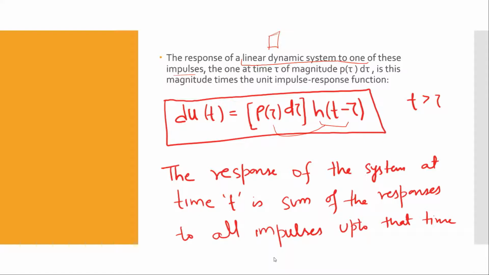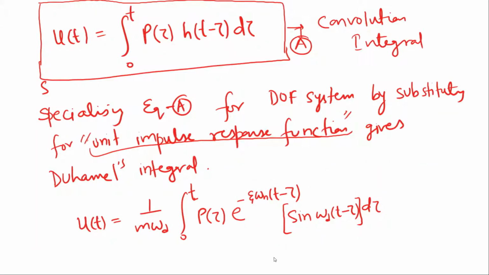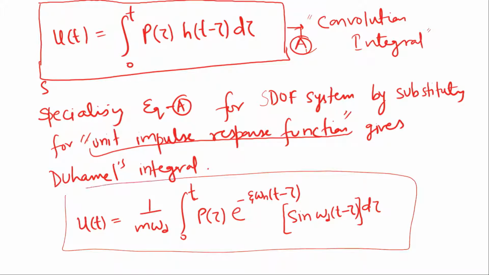So the response of the system at time t is the sum of the responses to all impulses up to that time. So u(t) is the total response, which is the integral from 0 to t of p(tau) h(t minus tau) d tau. This is also called the convolution integral. Especially equation A, which we have named, for a single degree of freedom system, by substituting the unit impulse response function, gives the Duhamel integral. So this is our Duhamel integral, which is very important.